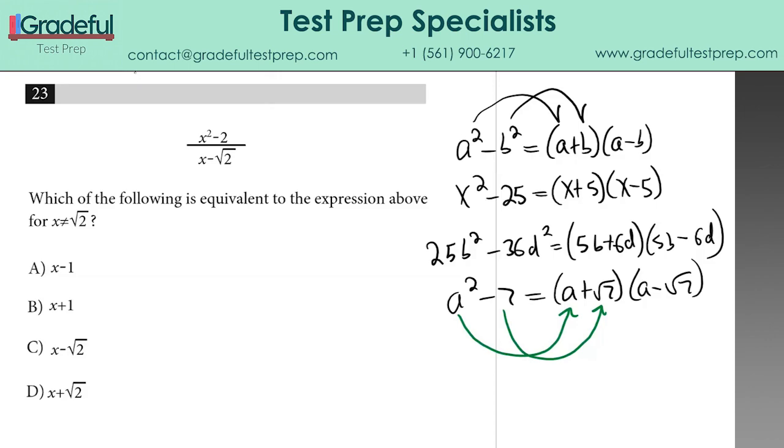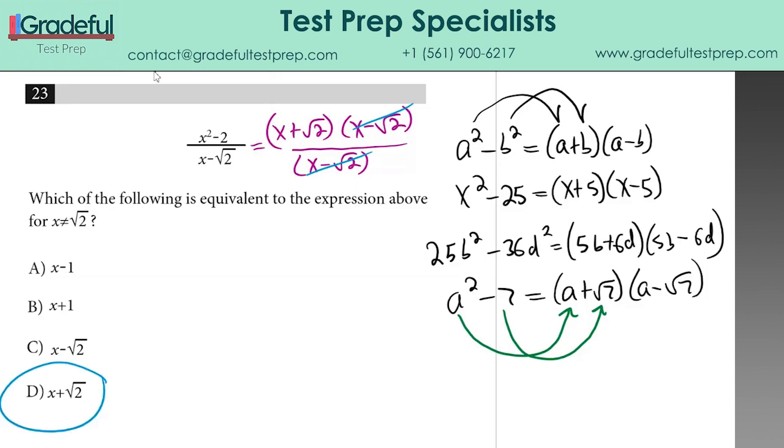So that's kind of what we need to be sharp on in order to handle question 23, because we can factor the numerator to x plus the square root of 2 and x minus the square root of 2, and the denominator has x minus the square root of 2 already. So now we have a situation where we can cancel from the numerator and denominator, and it leaves us with x plus the square root of 2, which is answer choice D for number 23.